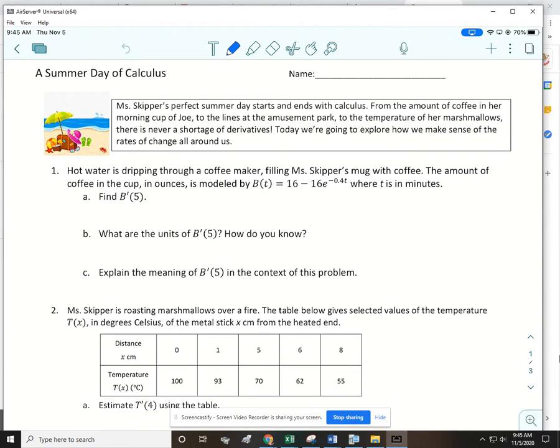All right, so we're starting Unit 4, and Unit 4 is on contextual applications of the derivative. And I'm not sure how much of this summer day of calculus you guys did on your own, but I do want to go over it with you all because there are some super important connections made here. So anyway, this is Miss Skipper's perfect summer day. It is going to start and end with calculus.